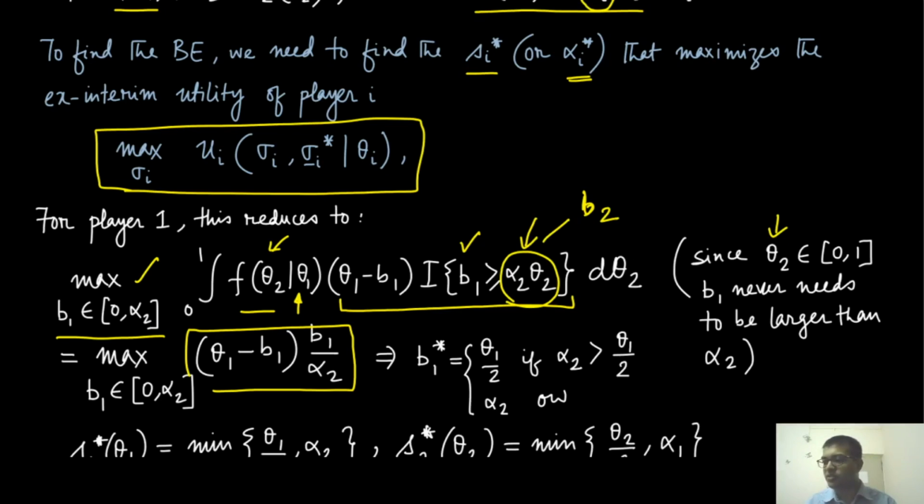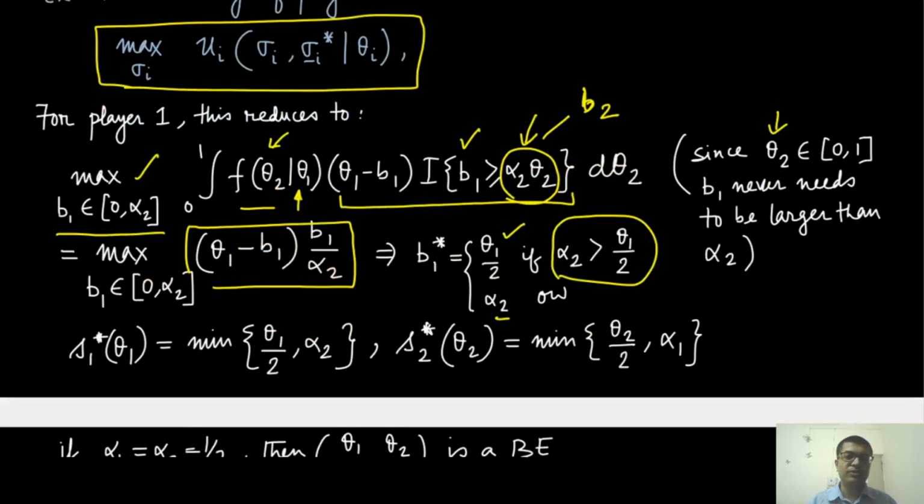So b_1 star, if you want to find the maxima, of course this is maxima over a restricted interval. So b_1 star will be equal to theta_1 by 2 if alpha_2 is greater than theta_1 by 2. This is one condition. I mean, you just need to work this out. Otherwise it will be alpha_2. So essentially it is taking the minimum of both these two things. So the optimal strategy for player 1 under this setting, what we have defined, is going to be the minimum of theta_1 by 2 and alpha_2.